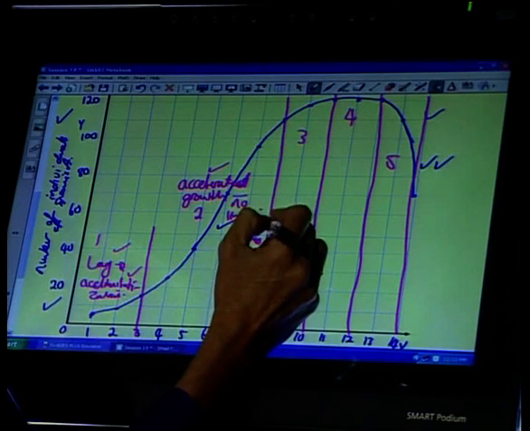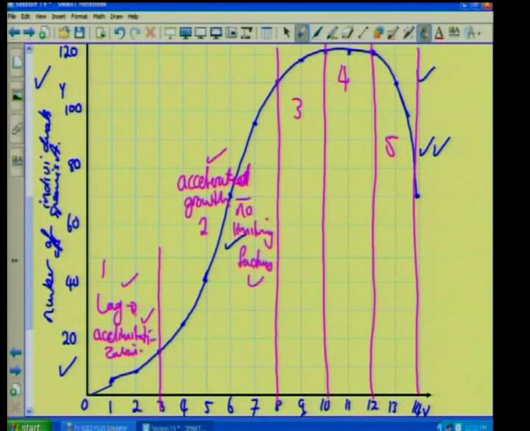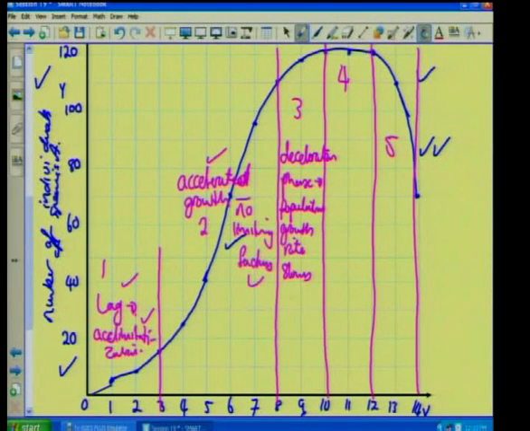Now phase 3, what happens here? It's a deceleration phase. Okay, and with your deceleration phase, your population growth rate slows down. And there's your second mark.